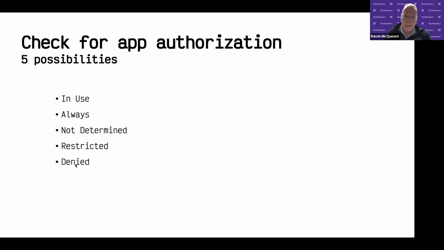And then the denied case is the one where you've asked them and they've said, nope, you don't get location service capability, and you are denied. The denied case means that you can't perform whatever functions you need to perform in the app if it needs location services. So those are the 5 that you have to deal with.